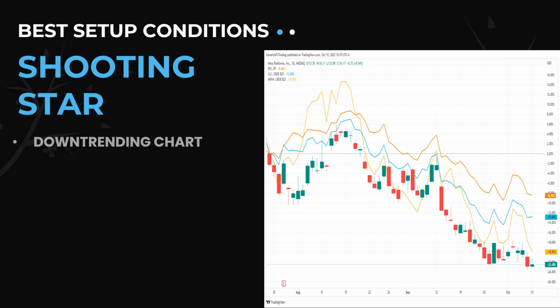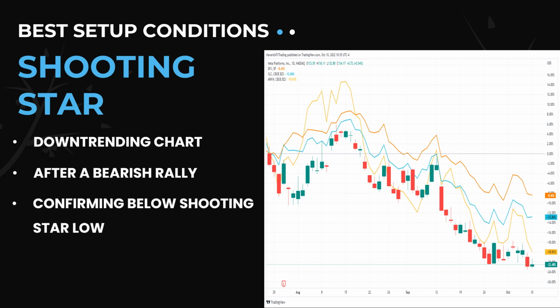Now, best setup conditions, downtrending chart. Even with the shooting stars that continued to the upside, they still came from a downtrending chart, just seemed they moved a little bit higher. After a bear rally, once again, we want to see some candlesticks move to the upside until the buyers get exhausted or tired, and it rolls back over the shooting star. Remember, the psychology coming off of that high point really says that the bulls are done and the bears are taking over. Confirming below the shooting star low, that has to happen.